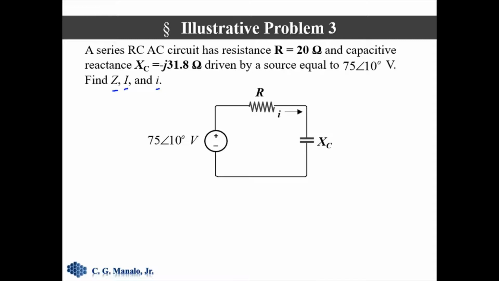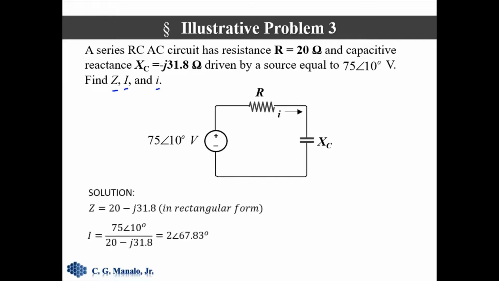For Z and I, we could compute the impedance by simply writing R plus JXC and leave it as that in rectangular form. And then we could compute for the phasor I. That should give us this result.